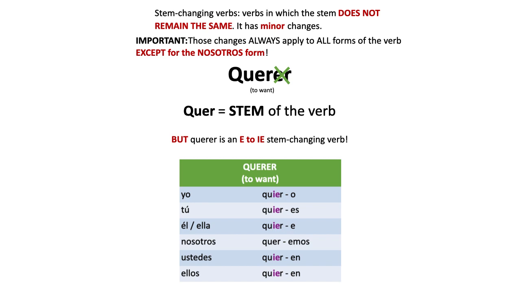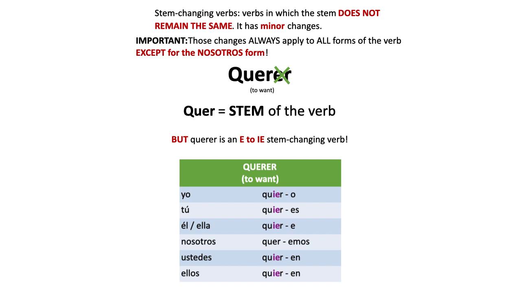This is what stem changing verbs are. Verbs in which the stem changes. In what way? The name of the group of stem changing verbs tells you how they change. The first one we're doing is the E to IE group. Okay? So the E in those stems changes to an IE, and everything else remains the same. Okay?